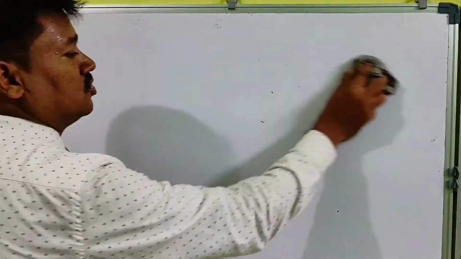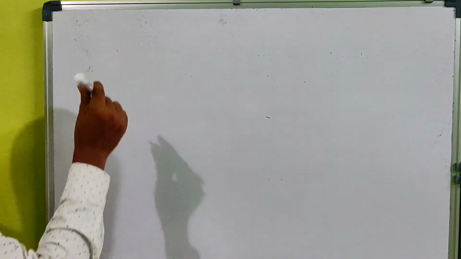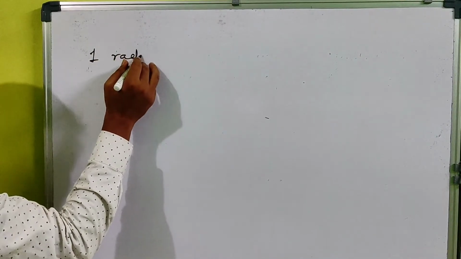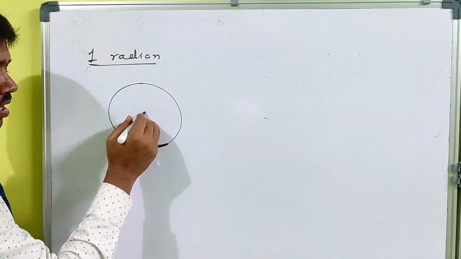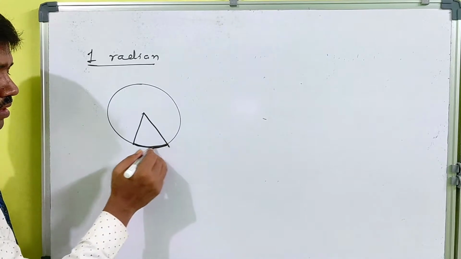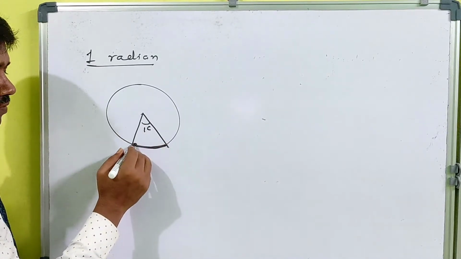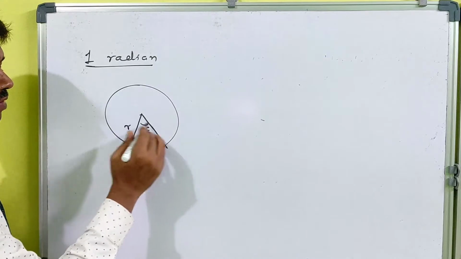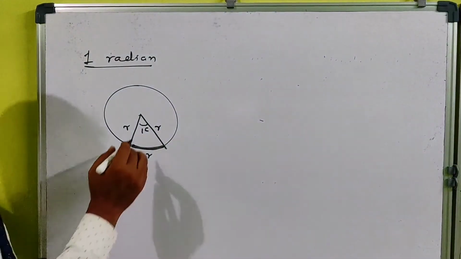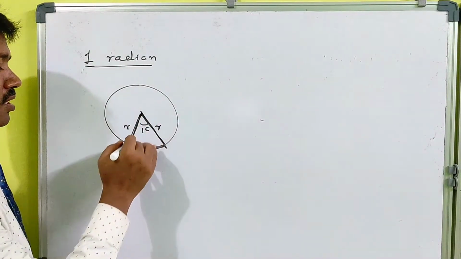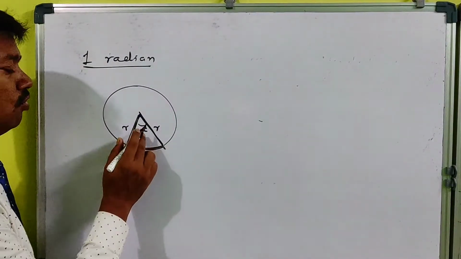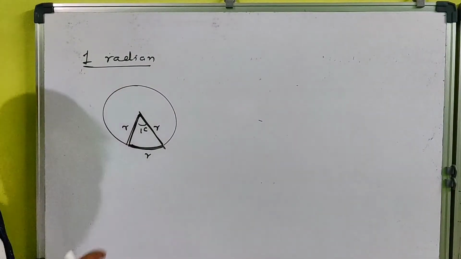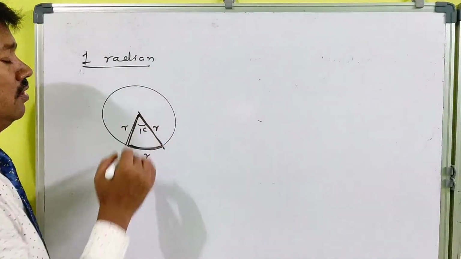And after that we defined what 1 radian is. So what is the definition of 1 radian? What is exactly the meaning of 1 radian? If you consider a circle and an arc, the center angle is 1 radian if the length of the arc is equal to the radius of the circle. The radius is r, and the arc length is also r, then the center angle measured is 1 radian. So that's the definition of 1 radian.